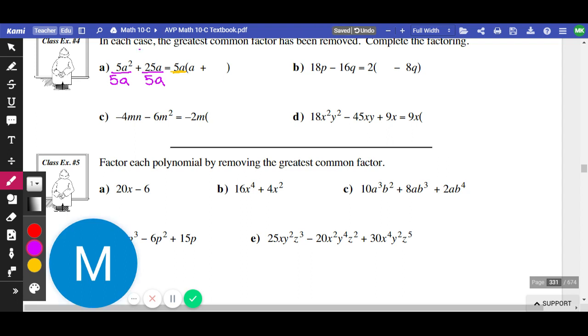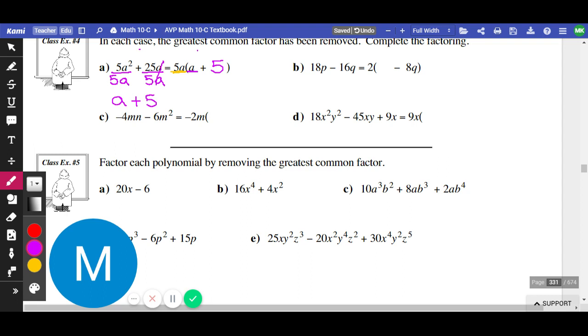They've already done the first one. So 5a squared divided by 5a would equal a. They've already given me that. Then we have 25 divided by 5 would be positive 5. A divided by a would cancel out. That means the missing term was a 5. See?